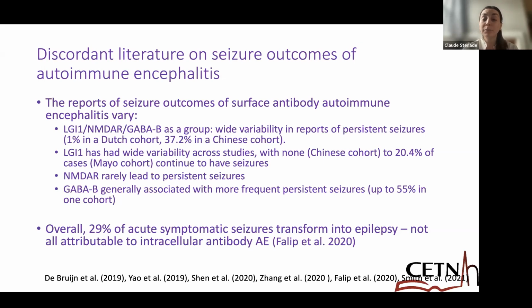And lastly, with GABA-B, it's sort of the opposite. Patients continue to have seizures very often, and it's generally a poor prognosis condition in terms of higher mortality. It's often paraneoplastic. But really, it's not just about surface antibody autoimmune encephalitis. Many patients with other types of antibodies continue to have seizures. And if you look at overall autoimmune encephalitis, about a third of these patients are going to end up in our clinics with epilepsy.